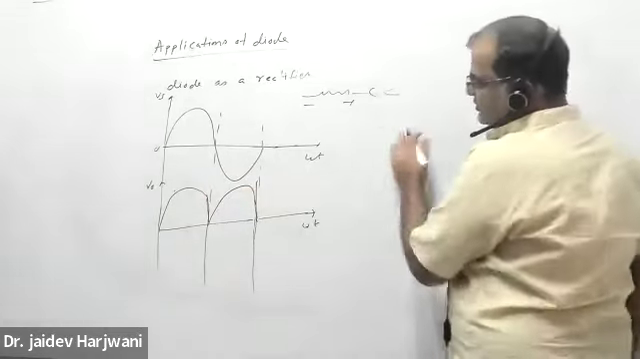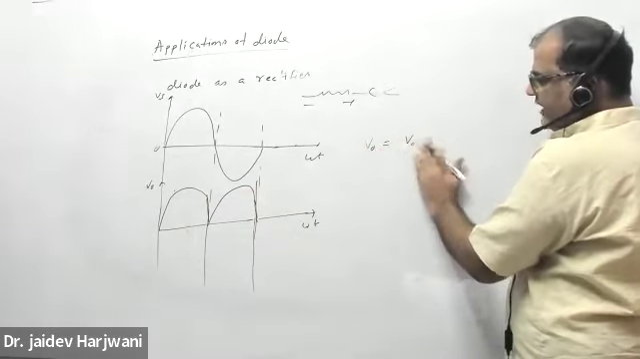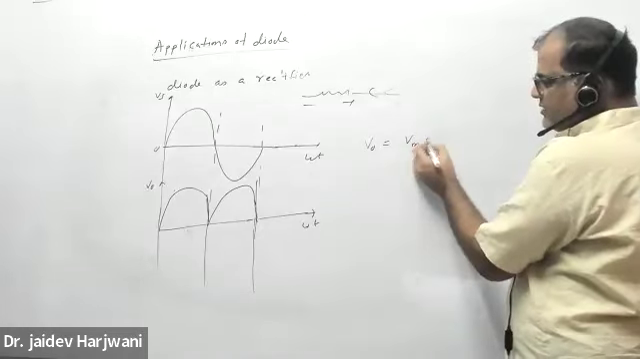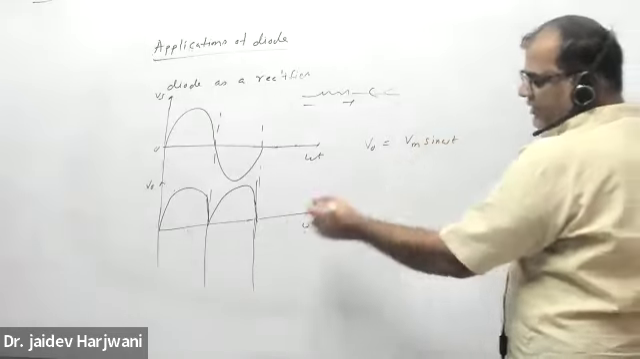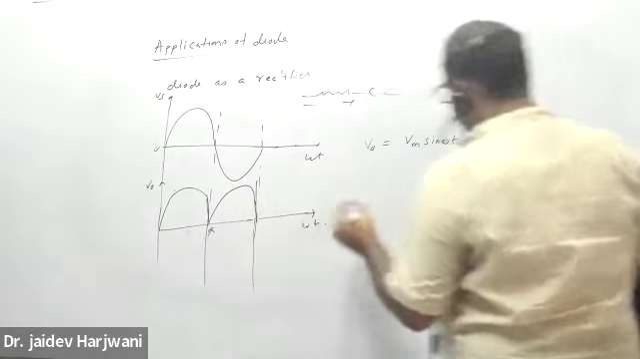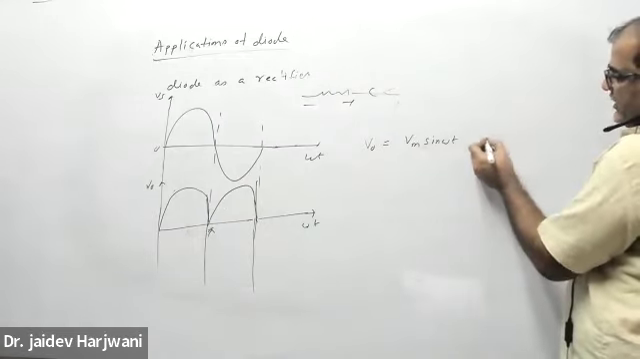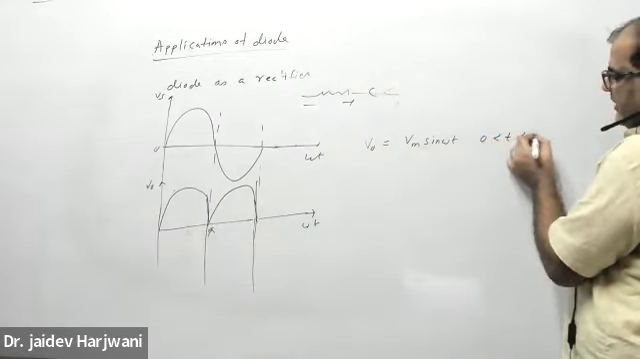No, sir. So what is this output? Output will be Vm sine omega t for the time period of 0 to T by 2, up to here, pi. Okay, the time period 0 to T by 2, or you can write it in the form of omega t also.